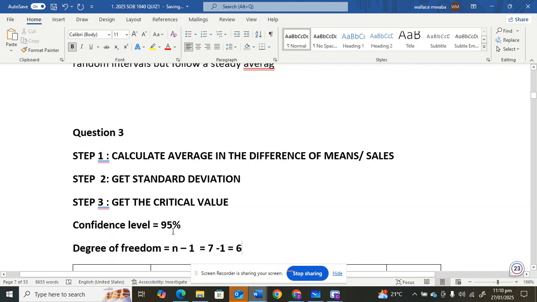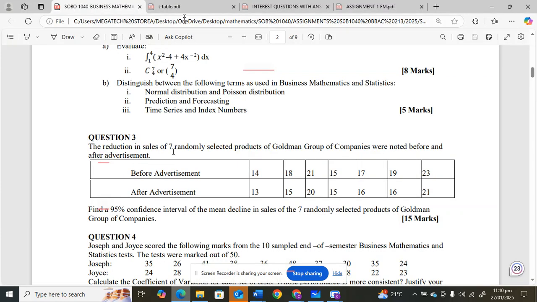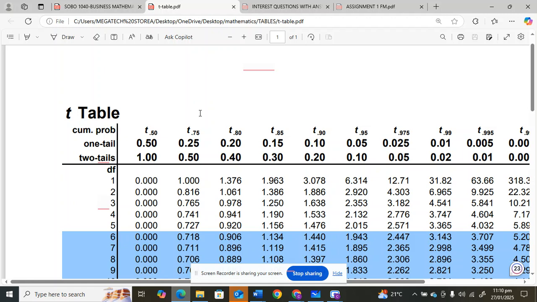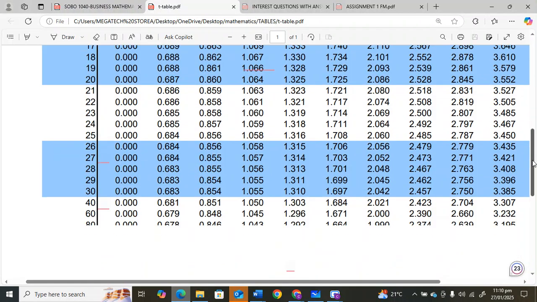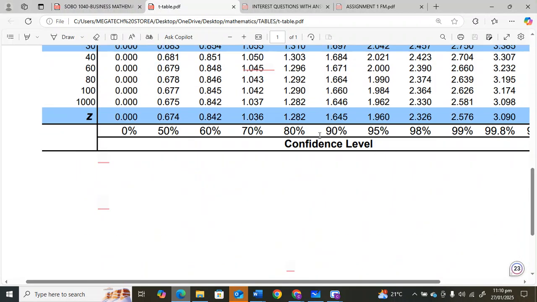Then you go to your T tables. I'll send you this T table. This is the T table. You'll also be given this in the exam. The easiest way to read this T table: come down here and look at your confidence level. It is 95%. So this is row 1, row 2, row 3, row 4, row 5, row 6. It's in column 7. Confidence level 95%, column 7.